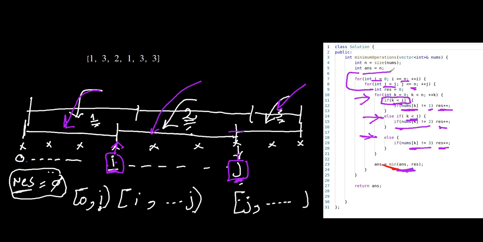The answer is initially equal to n. This is the highest possible value, which is the size of the array. For example, let's start with i equal to 0 in this array, i equal 0, j equal 0.